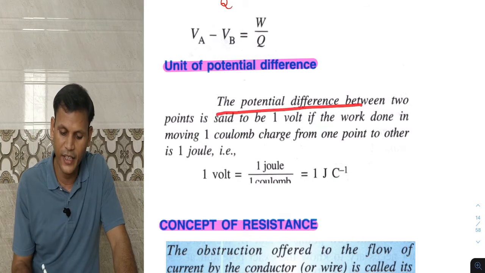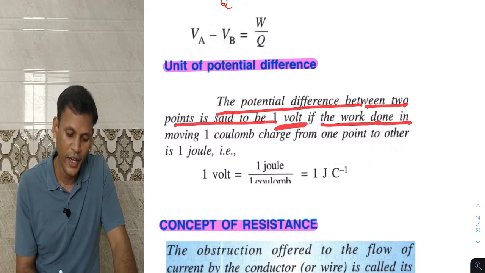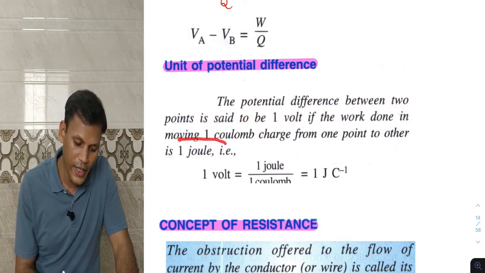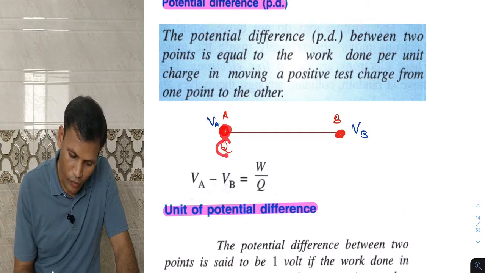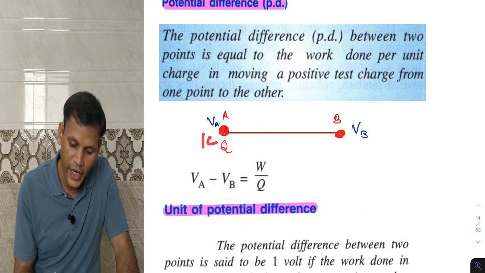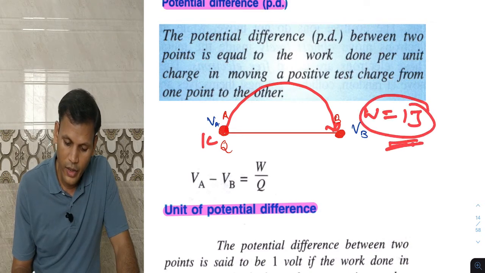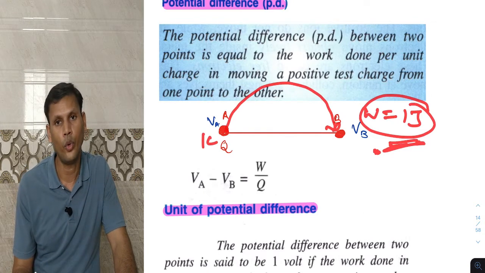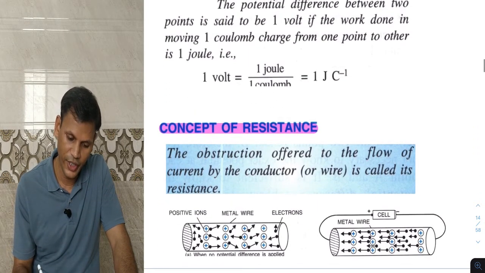The potential difference between 2 points is said to be 1 volt if the work done in moving 1 coulomb of charge from one point to the other is 1 joule. Meaning, if we have to bring 1 coulomb of charge from point A to point B, and our work is 1 joule, then the potential difference will be said to be 1 volt. The unit of potential difference, as already mentioned, is the same.